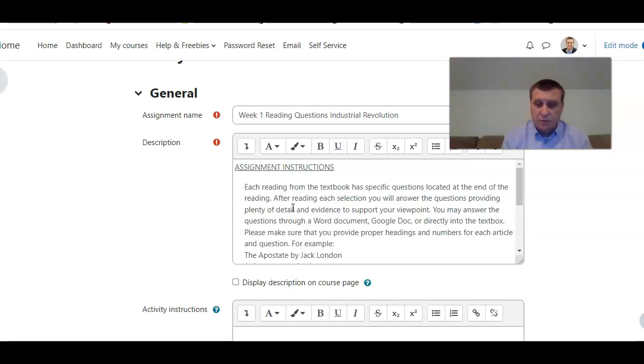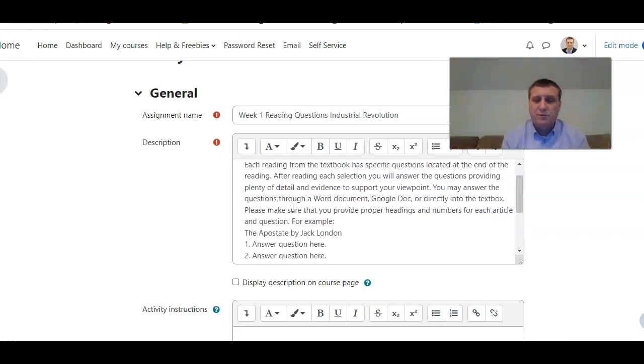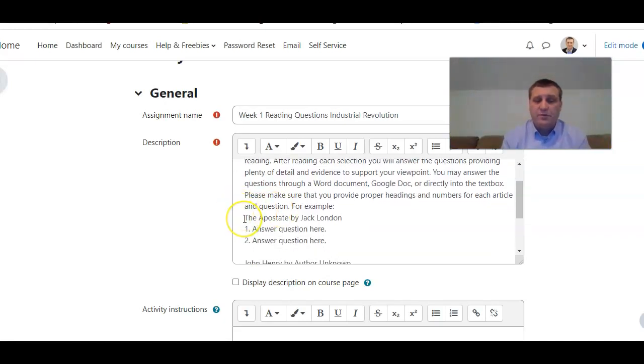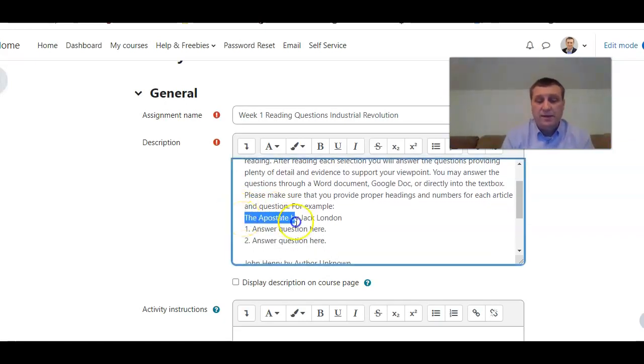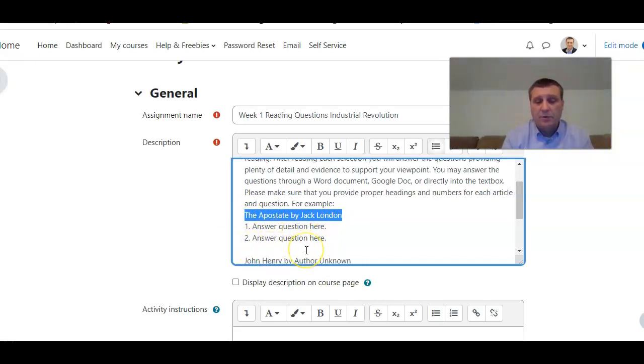You can answer it directly into a text box through Moodle. You can use Word document, Google Doc, and you can attach that. Just make sure that you give proper headings and numbers for each article that you're doing. For example, this is an example of how you would do it. If you're reading The Apostate by Jack London, that's going to be my title. Here's question number 1. I'm going to answer it. Question number 2, I'm going to answer it. Question number 3, I'm going to answer it.